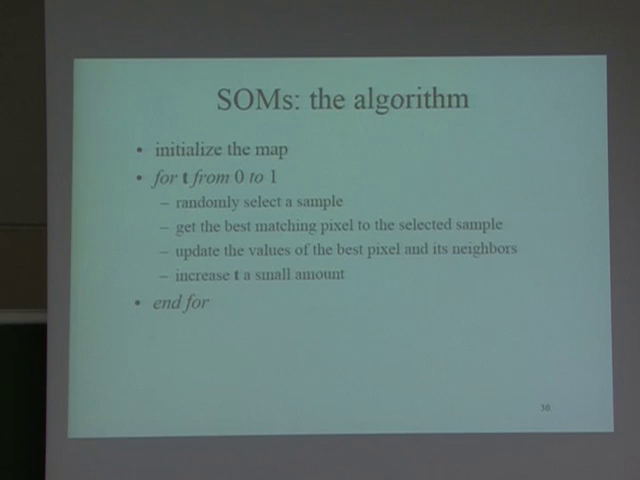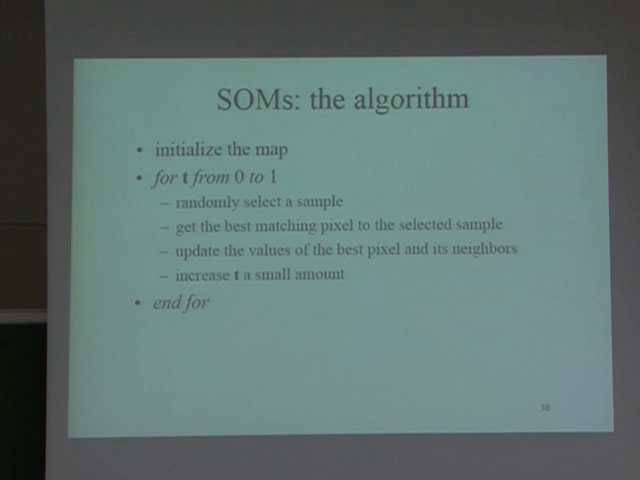So we first initialize the map, and usually a simple way to initialize the map is just by assigning random numbers to that map. So to those pixel positions, to those object vectors, we can assign random values. Non-existing data objects can be assigned randomly to the pixel positions on the map.